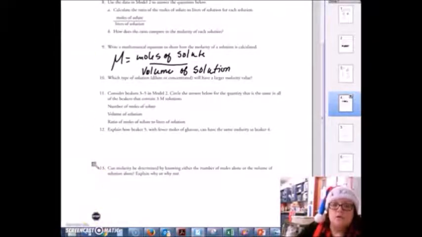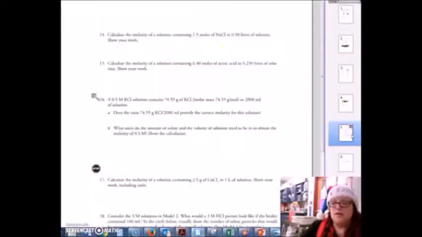Okay, so the next question says, what kind of solution will have a bigger molarity concentration? And then questions about the molar solutions on the previous page. Question 12, explain how beaker 5 with fewer moles of glucose can have the same molarity as beaker 4. So you need to look at that. How is 5 and 4 different, but still the same?